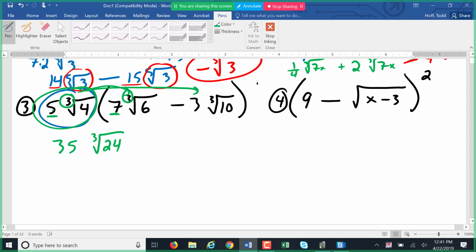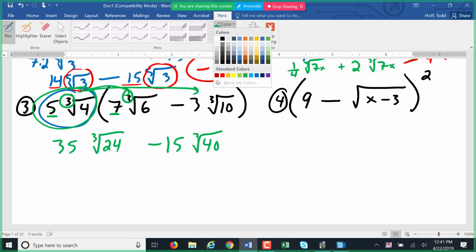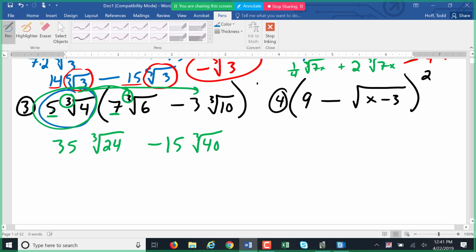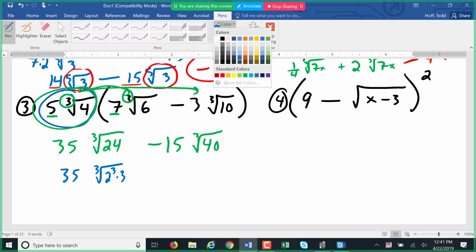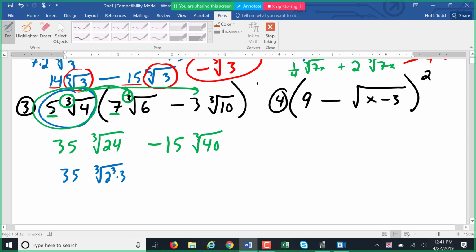Then we do times negative 3 third roots of 10. 5 times negative 3 is a negative 15. Third root of 4 times the third root of 10. 4 times 10 is 40. If I look at this, 24, if I factor it, is 2 to the third power times 3. I can take the third root of that 2 to the third power, would just give me a 2. 35 times 2 is 70. Leaving me with 70 times the third root of 3.